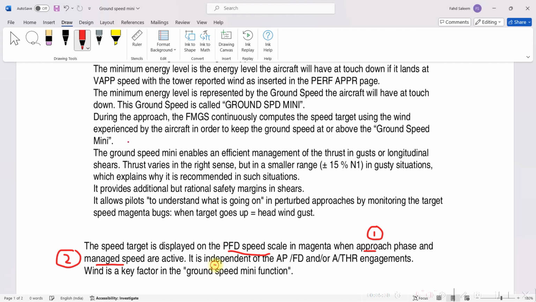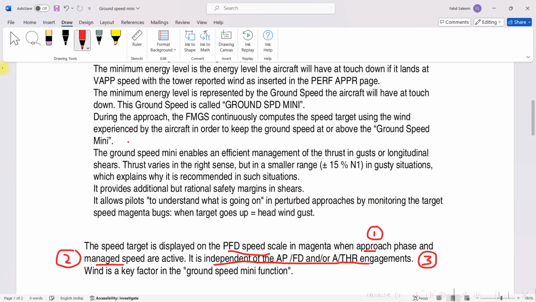Additionally, it is independent of the autopilot, flight directors or auto thrust engagements. I have just shown you that even with the auto thrust off, the speed target remains and you can still see the ground speed mini function with the help of the indicated airspeed target.